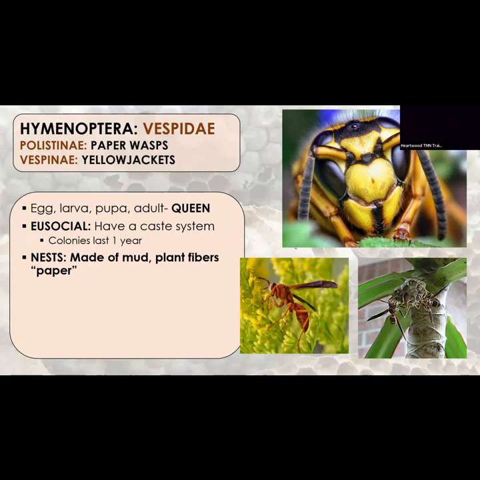Paper wasps, and that's why they usually die before the winter. Those queens only live for about a year. They might create another queen that will go and find a new nest. They make their nests out of mud, plant fibers, paper. The larvae are fed in the cells and they get covered, and then they pupate in those cells and emerge as an adult, just like honeybees do.